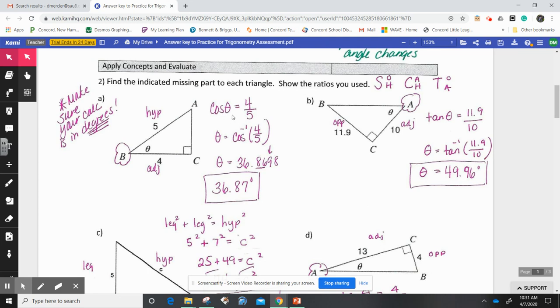This is just a funky variable. Pretend it's like an X or something. It's called theta. It's a Greek symbol. So I'm going to have the cosine of this angle equals 4/5.